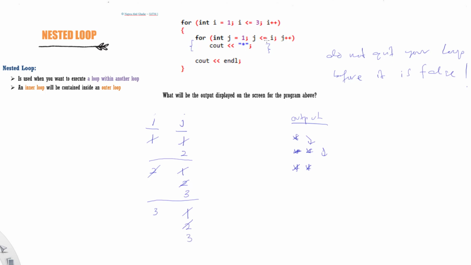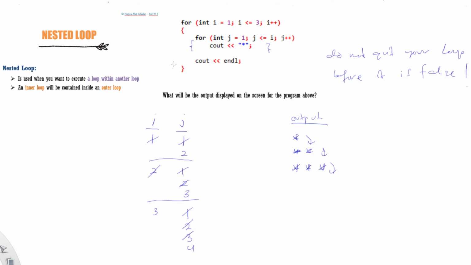Okay, is 3 less than or equal to 3? True. So it will display another star. Okay, so it goes back up, j plus plus now becomes 4. Is 4 less than or equal to 3? So now this is false. So it will stop, move on to the next line, cout endl.